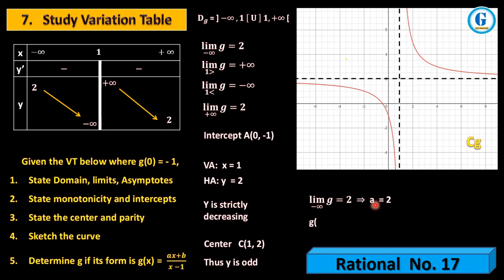Secondly, to get b, we can use the intercept. g of 0 is equal to negative 1. We put 0 here, and we are going to have b over negative 1 is equal to negative 1. So our b is equal to 1. Therefore, the curve has this form. Just look at the equation, it looks very big, but it's very small and very fast. So this is the function.